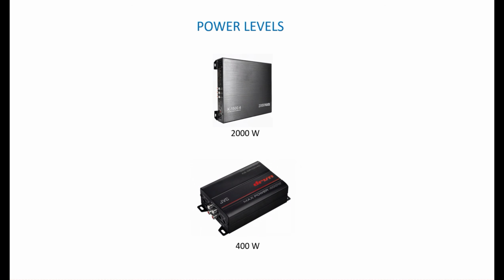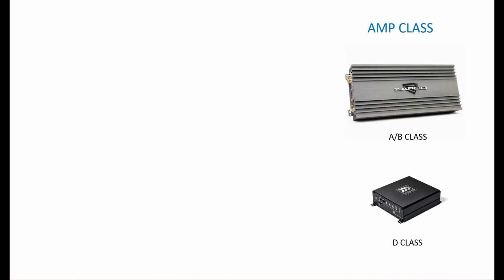We'll talk later about terms like peak power, RMS, watts per channel, and all of these other things to do with amplifier power. But for now, all we need to know is that amps come in different power levels. The third way you can look at amplifiers is their class.